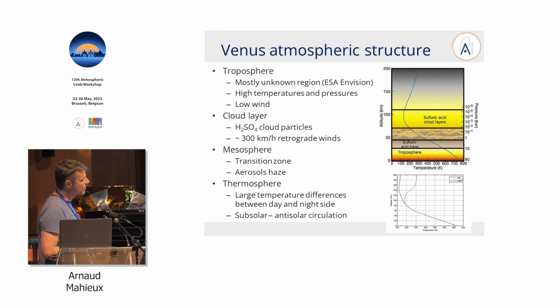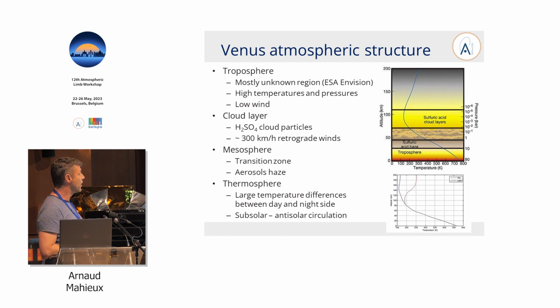But if you look at the bottom, between the surface and approximately 35-40 kilometers, you have the troposphere, which is up to today a mostly unknown region. It is very hard to observe because of the thick cloud layer above, and that is the goal of the future EnVision mission from ESA that's supposed to be launched in 2032. We know that there are very high temperatures and pressure. The temperature at the surface is about 750 Kelvin. The pressure is 92 bars. And we also know that there are very low winds at the surface.